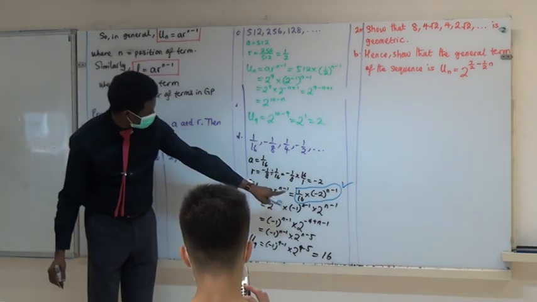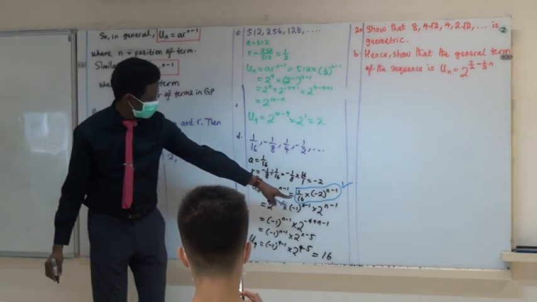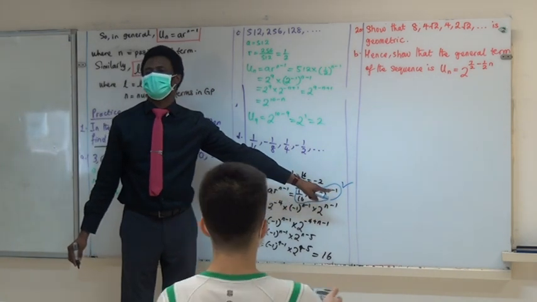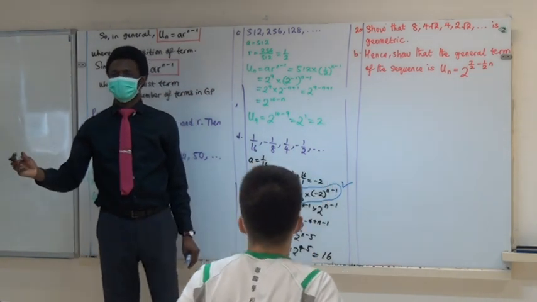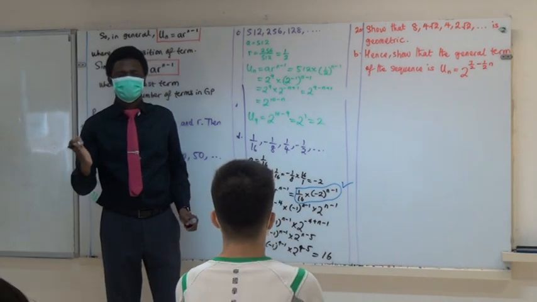And if you do it here, look at it from here. 1 over 16, negative 2 raised to the power 9 minus 1, negative 2 raised to the power 8. That's a positive number, right? So what is 2 to the power 8?